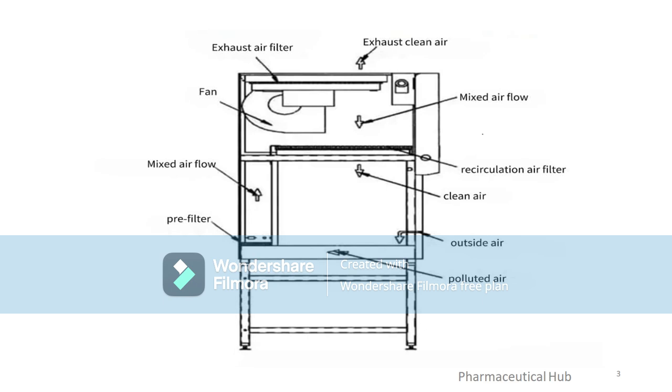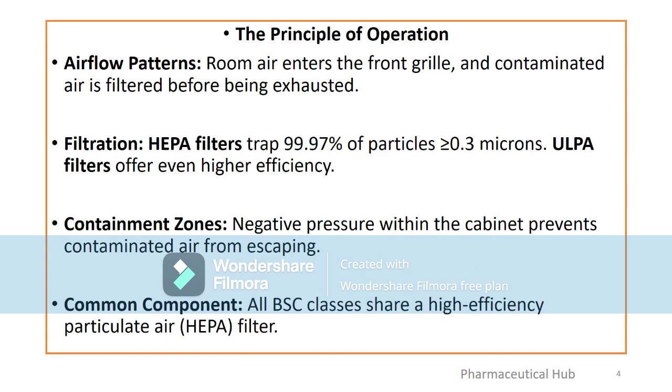Outside air enters through the pre-filter. The fan draws this air in and mixes it with recirculated internal air. The recirculation air filter purifies the mixed air before it enters the work zone. Inside the work zone, clean air flows downward, protecting the sample. Contaminated air from the work zone is pulled into exhaust channels, filtered through the exhaust air filter, and then released as clean exhaust.